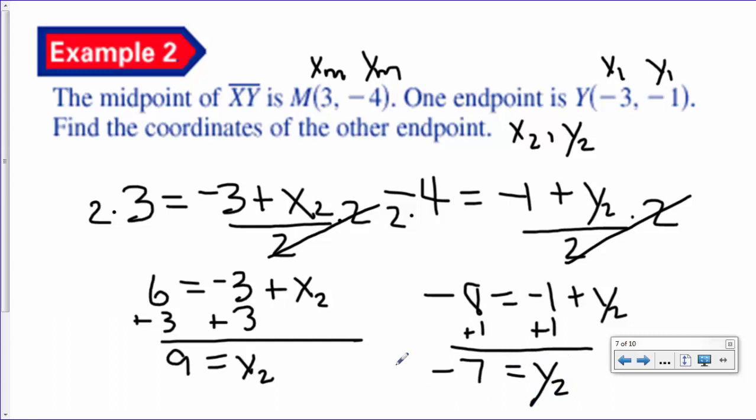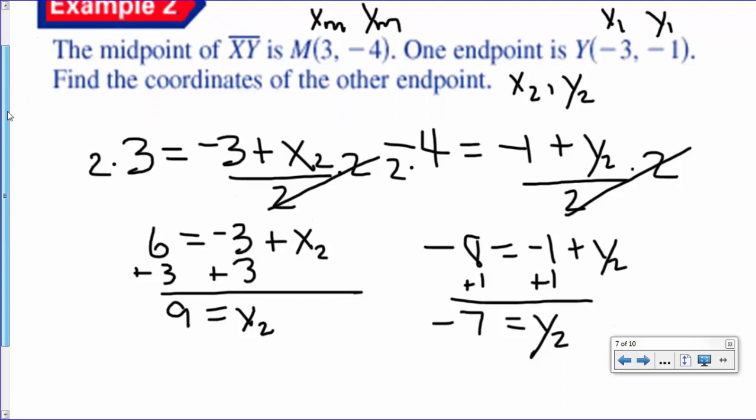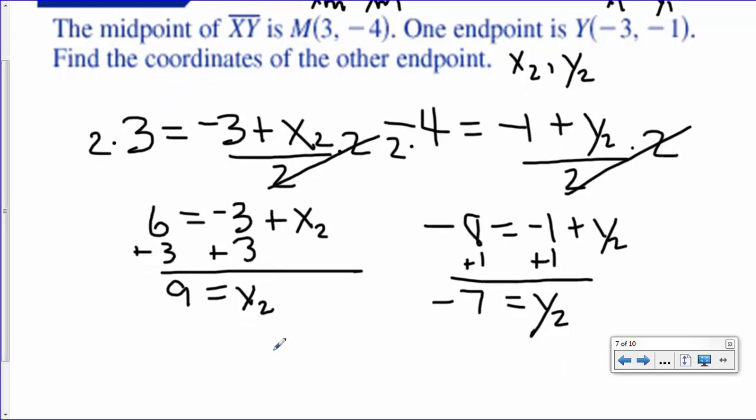I'll write my other endpoint, which will be point x, since it's segment xy, and one endpoint is already given as y. I'll write my other endpoint x as having coordinates 9, negative 7.